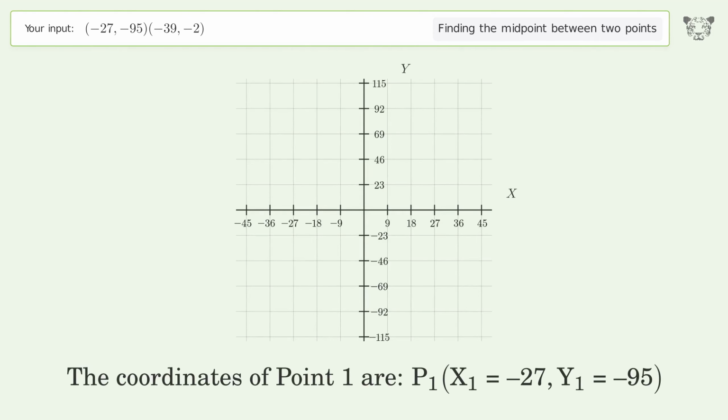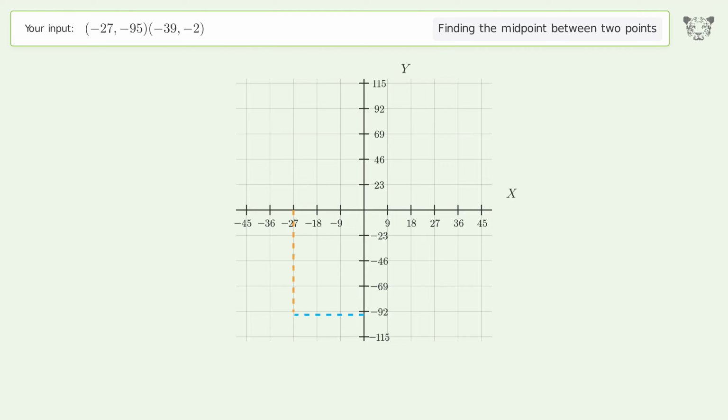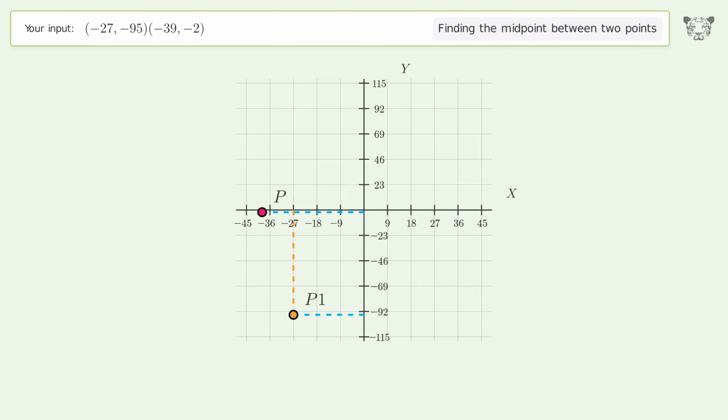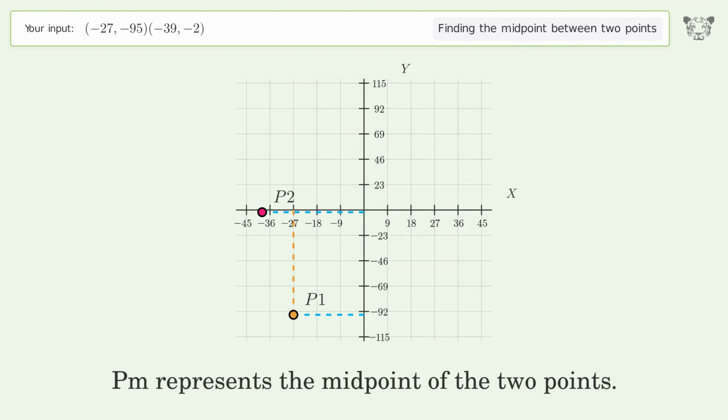The coordinates of point 1 are, x1 equals -27, y1 equals -95. The coordinates of point 2 are, x2 equals -39, y2 equals -2. PM represents the midpoint of the 2 points.